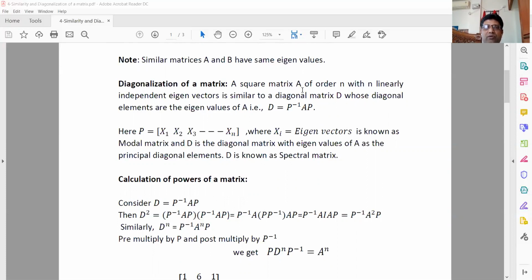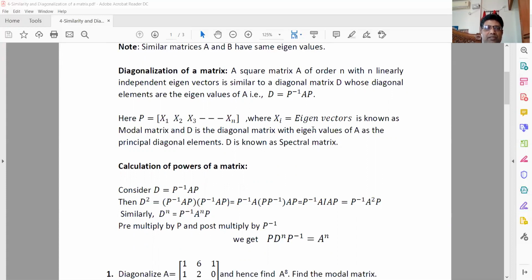So that is the procedure to calculate the diagonalization of a matrix. First you have to calculate the eigenvectors. The eigenvectors must be linearly independent. Next, from that, construct a P, taking those eigenvectors as columns of that P, then calculate its inverse and multiply, and you will get the diagonal matrix. So this process is known as the diagonalization of a matrix.